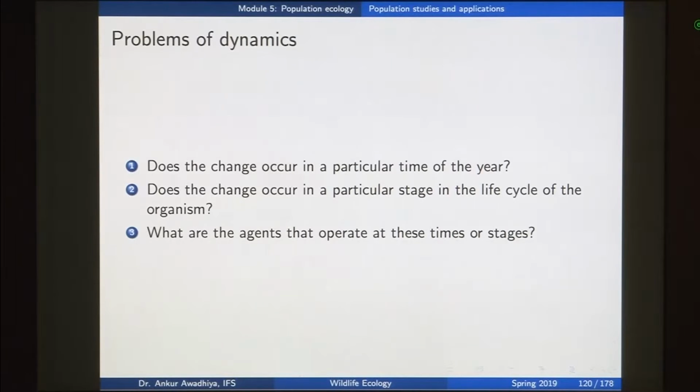So, here you will ask these questions. Does this change occur in a particular time of the year? So, if you are looking at a swarm of these insects, are they coming in a particular time of the year? That would give you an indication of what are the reproductive periods for this particular insect. The second is the changes that we are seeing. We did not see a change in the last 15 years, and this year we are seeing a change.